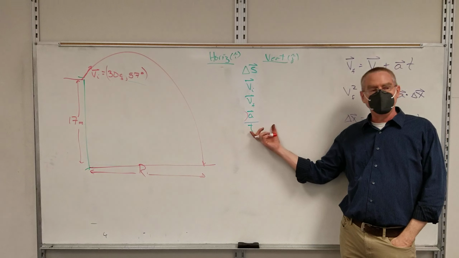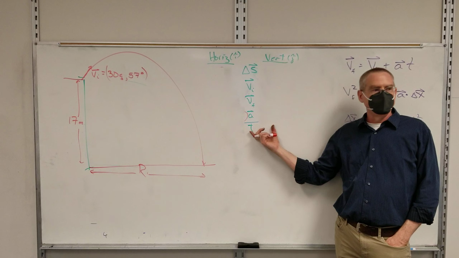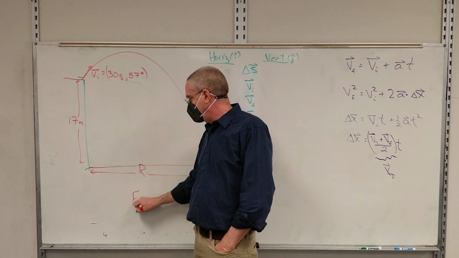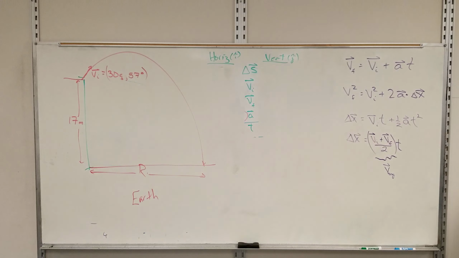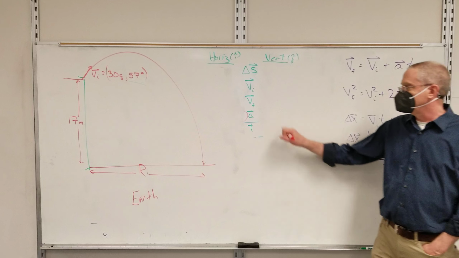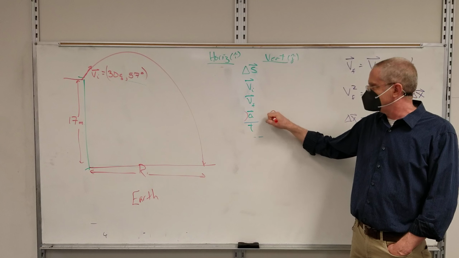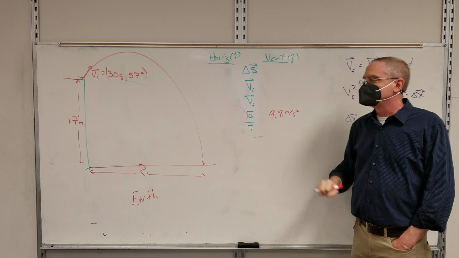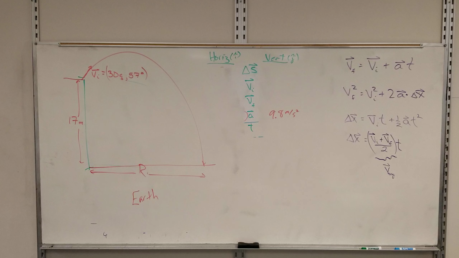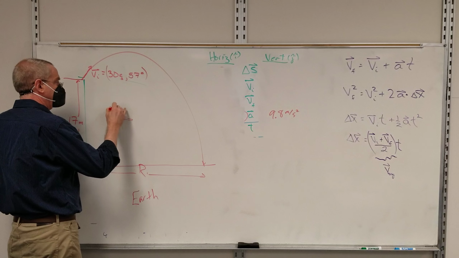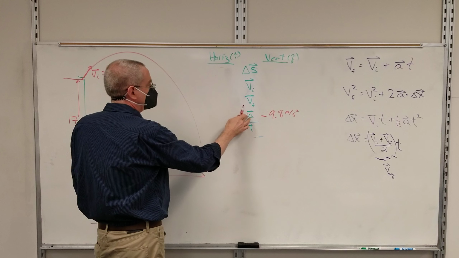But we start out with, what do we know? And let's assume this is Earth. Some generic place on Earth. Vertical acceleration would be that point, meters per second squared. So what has he just established? I guess he just established down is positive. However, we did down positive last time, so let's go ahead and do up is positive this time. So this becomes negative 9.8 meters per second squared.